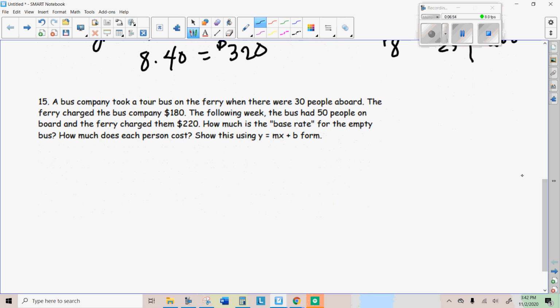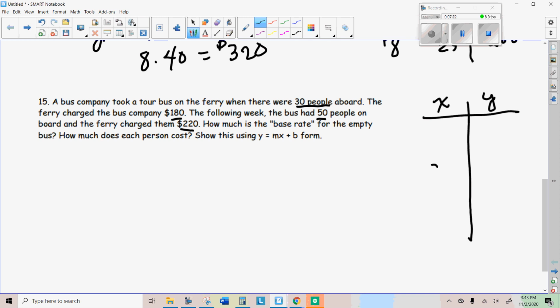Okay, on this one, it says the bus company took a tour bus on the ferry when there were 30 people aboard. The ferry charged the bus company $180. The following week, the bus had 50 people on board, and the ferry charged $220. How much is the base rate? So I got a feeling there's some cost for the bus alone, and then there's a cost per person added to that, so we have to figure that out.